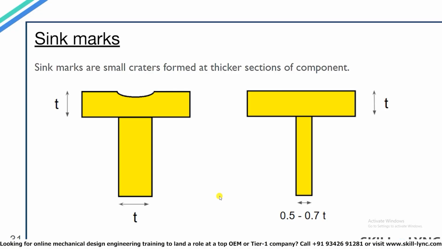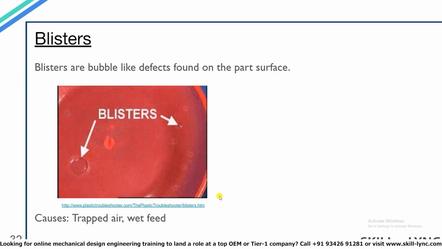The rib thickness is usually kept around 0.5 to 0.7 times the thickness of the part to reduce the chances of sink marks appearing. Sometimes during the molding process, air might be trapped between the molten material, which will result in the formation of blisters. It is also possible that the feed material used is not dry enough, and while heating the material, it results in formation of steam, creating pockets of trapped air. Blisters affect the component aesthetics and also weaken the component.